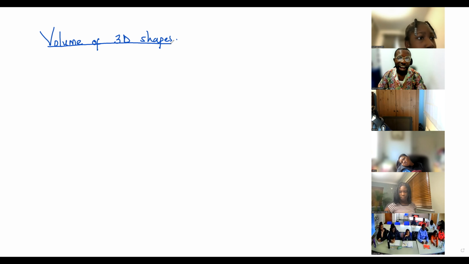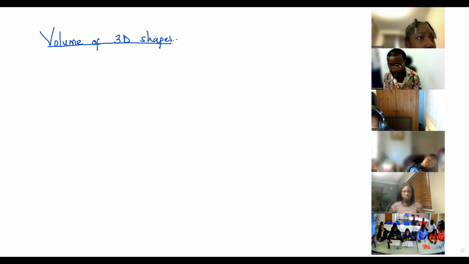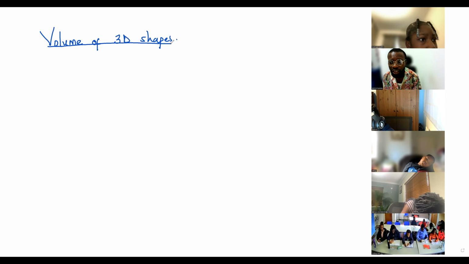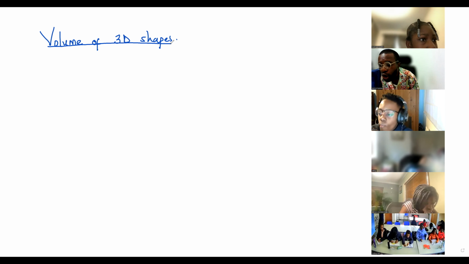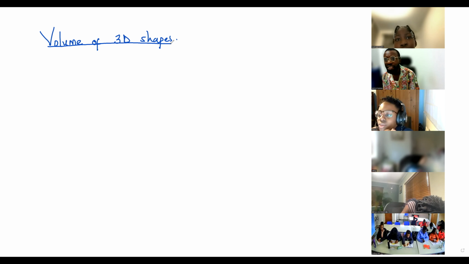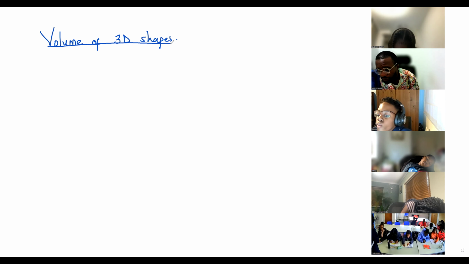Okay, now in science, when we're talking about volume, we are not talking about the sounds that come from your TV, the sound that comes from your phones. Oh, can you get the volume louder? Oh, it's too loud in here. Can you reduce the volume of the TV? That's the volume we're not talking about. All right.